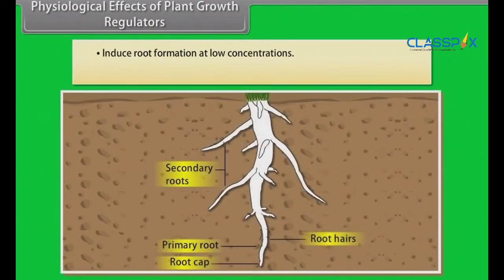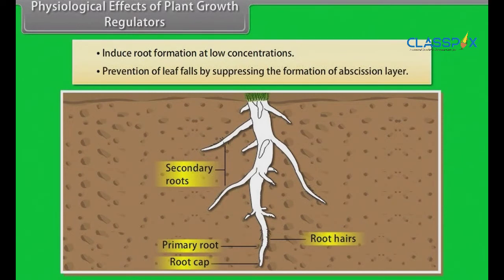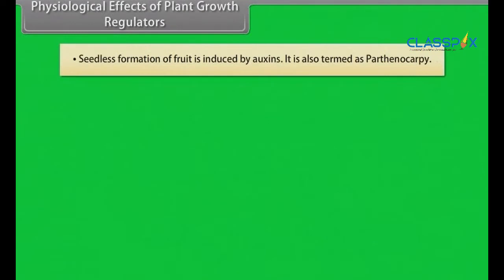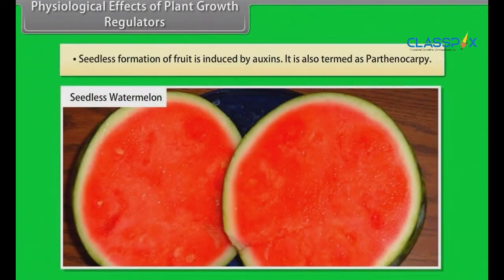Auxins induce root formation at low concentrations. They prevent leaf fall by suppressing the formation of the abscission layer. Seedless formation of fruit is induced by auxins. It is also termed parthenocarpy.